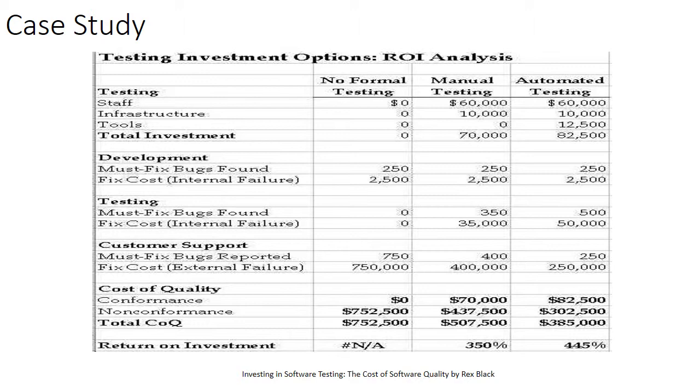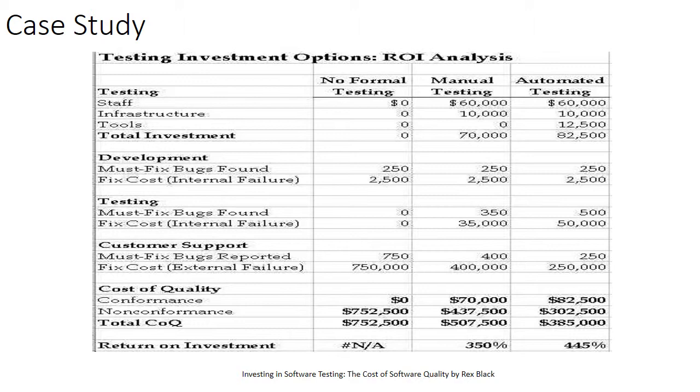And here there is a case study on return of investment analysis. There are three cases here, whereas the first one is no formal testing. Here we are not investing in staff, infrastructure or tools, and we are not even doing testing and releasing into market. One point to note is as we delay fixing the bugs, the cost of fixing them increases. So in the case of no formal testing, there is no return of investment.